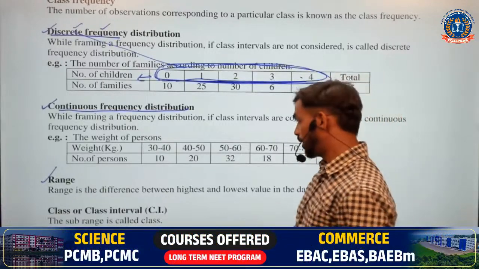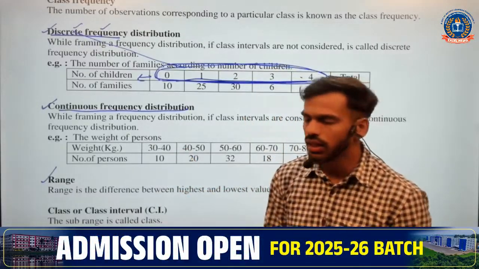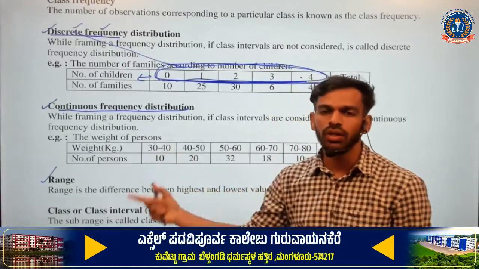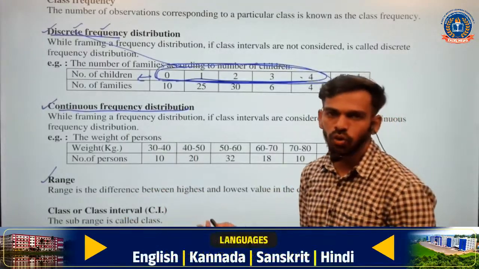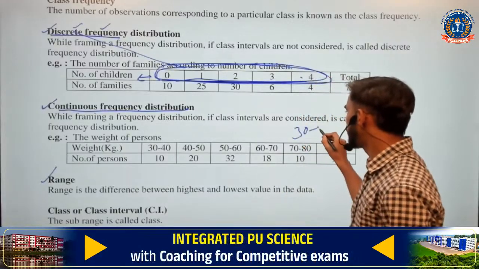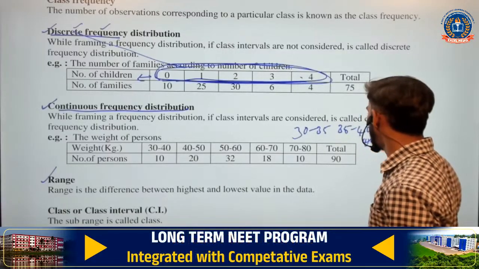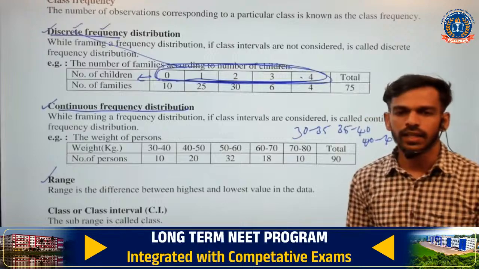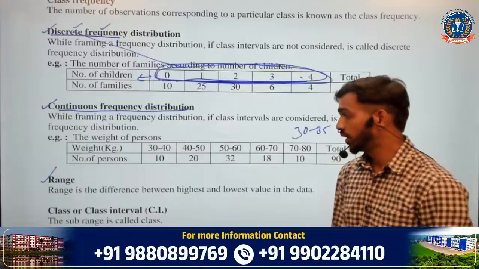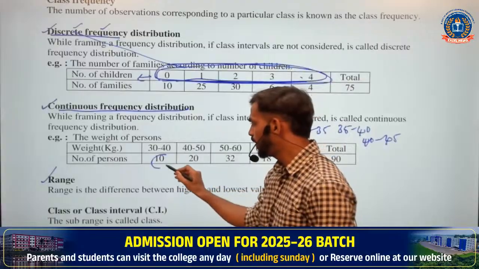You might get another question: why should we take the width as 10? That again depends. We can reduce that width to 5. Instead of 30 to 40, we can have 30 to 35, 35 to 40, 40 to 45. In this way also we can consider class intervals. There is no such rule to construct a continuous frequency distribution.